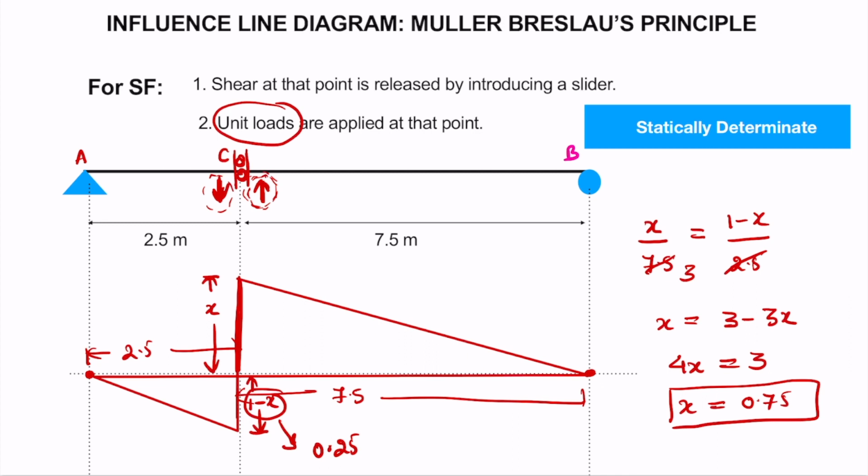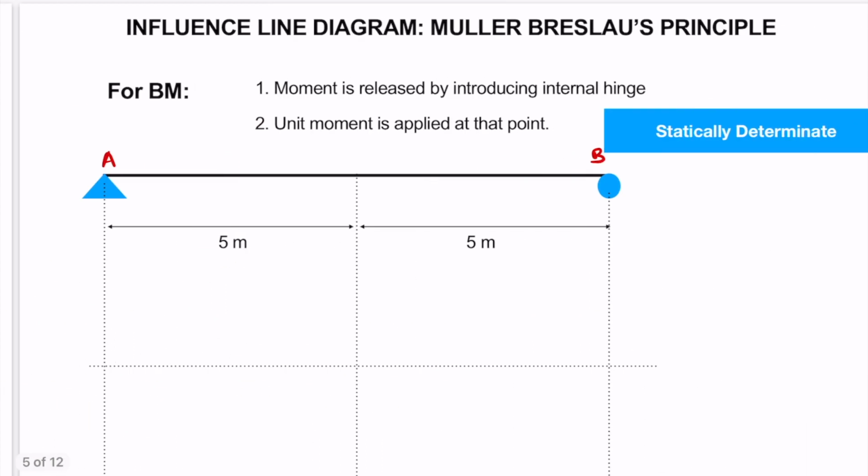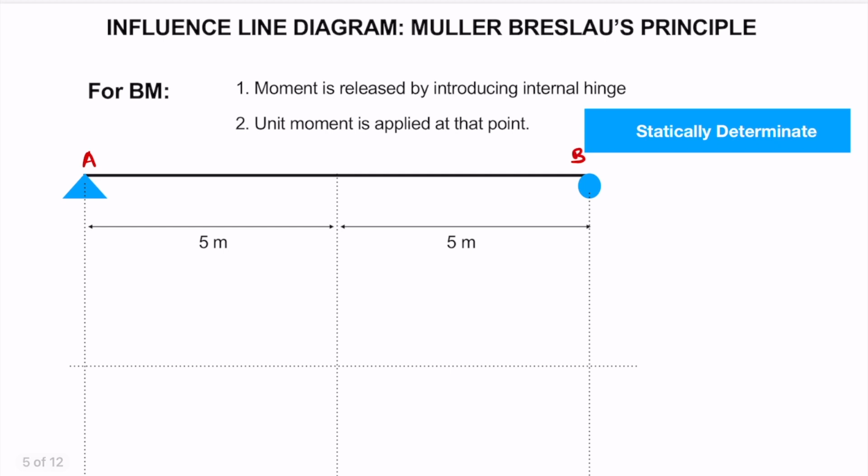So using this method we get to know the shape of the ILD as well as the values. So this is how we will draw the ILD for shear force at a particular point. Let's see now how to make the ILD for bending moment at a particular point. So suppose this is point D and we need to find the ILD for bending moment at point D.